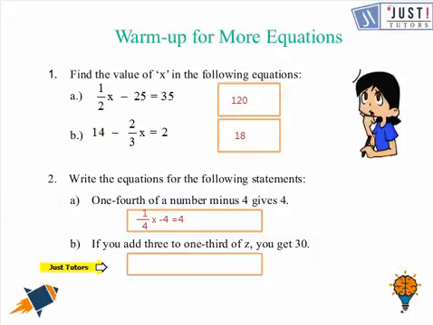Let's try the b part now. If you add 3 to 1/3 of z, you'll get 30. So in this case, notice that the variable for the number is already given to us, and hence we need not do anything. We'll just keep 1/3 of z, and hence the equation would be 3 add 1/3 of z is equal to 30.